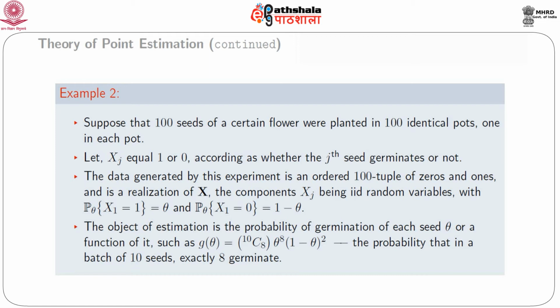The object of estimation is the probability of germination of each seed theta or a function of it such as g(theta) = (10 choose 8) theta^8 (1 - theta)^2, which represents the probability that in a batch of 10 seeds exactly 8 germinate. Next we consider a famous example.